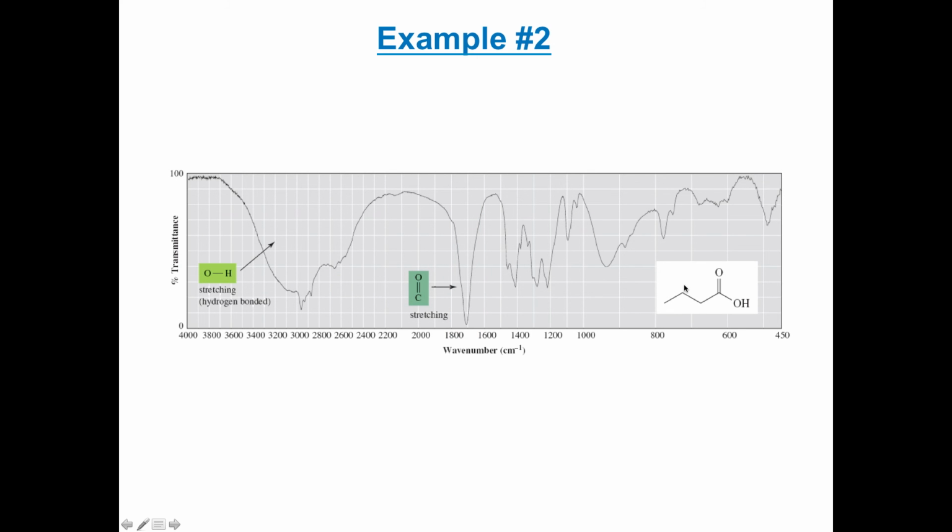Here's another example. This is butanoic acid. There are two important signals here. The first one is this very huge broad signal here, which is the OH stretching, and then the other one is another example of a C=O stretching, once again around 1700. So that corresponds to the C=O here and the OH.